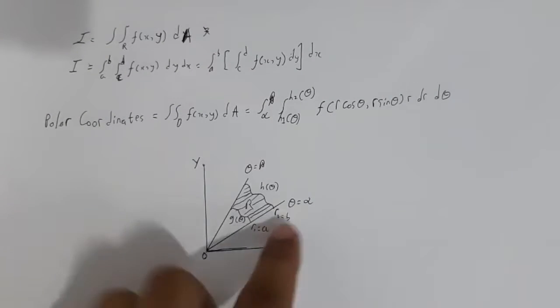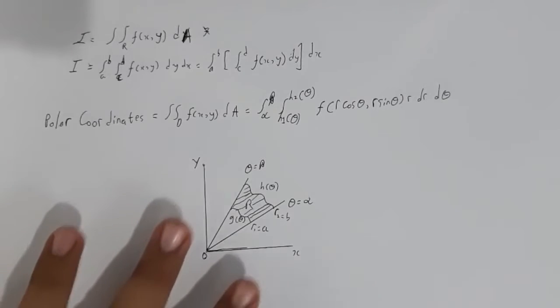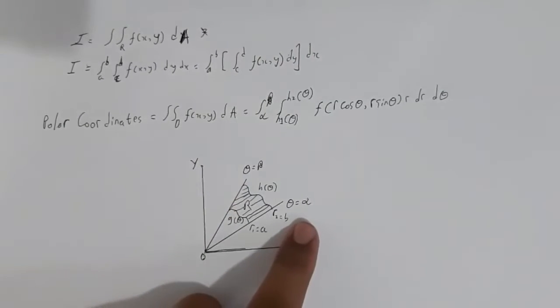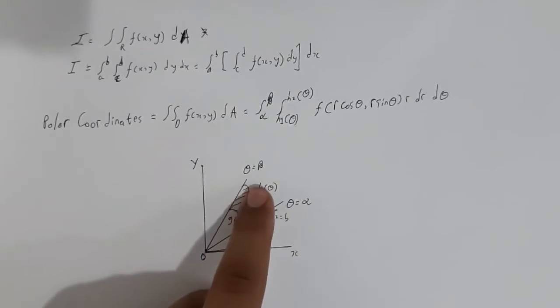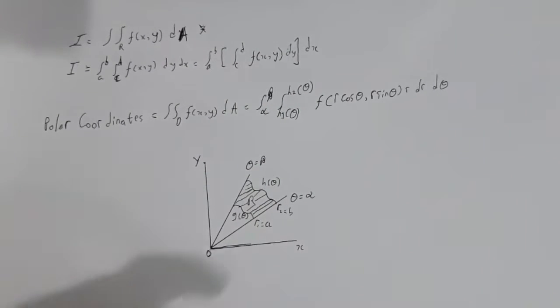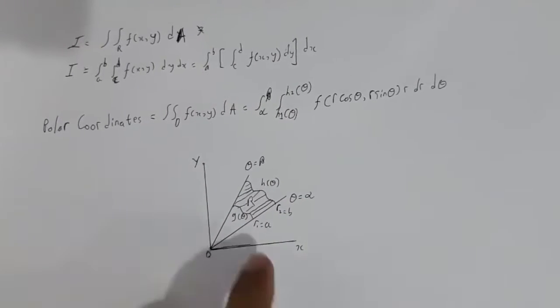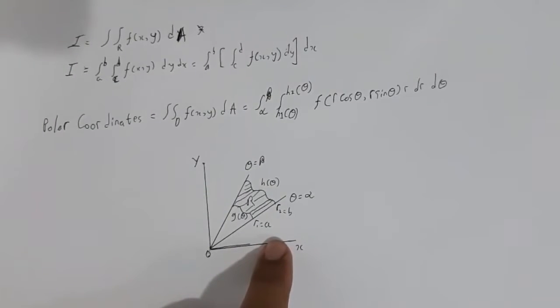As you can see here, it is bounded by the two thetas. One is alpha and one is beta. This here is a line, the line created by a function, and this here is the value of a and b.